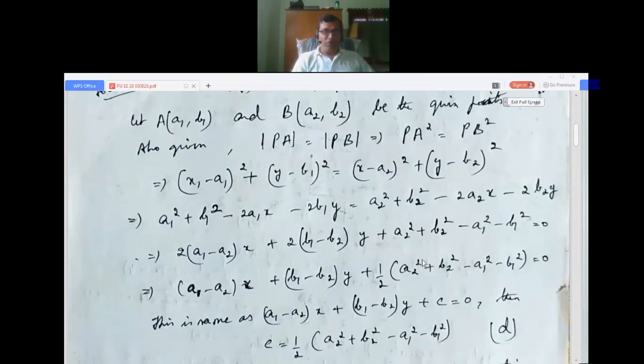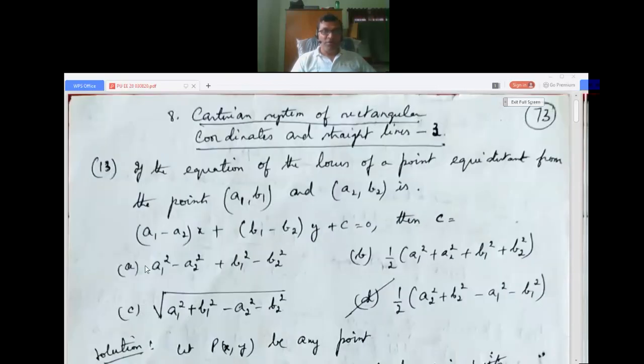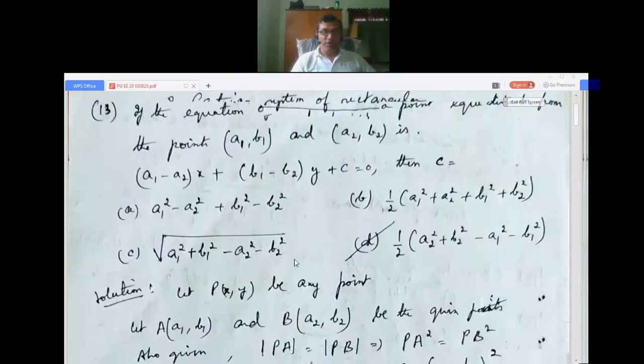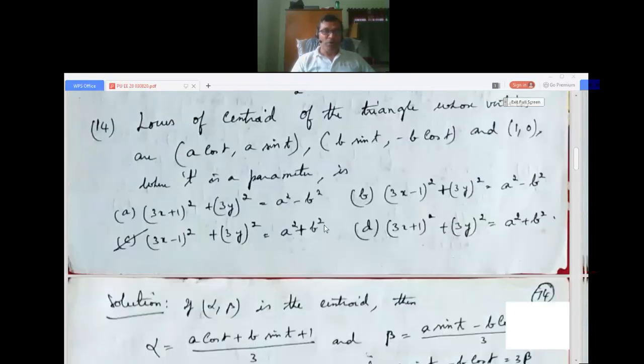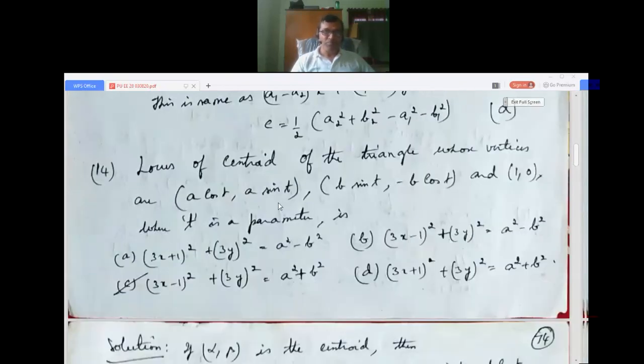Now after this I have divided by 2 because our equation in the problem is of that type. See, a1 minus a2 is not there here, so I divide by 2. The remaining part, the constant part, I take as c. So comparing with the given, we get c equals half into a2 squared plus b2 squared minus a1 squared minus b1 squared, that is option D. I hope you have followed it. Okay, thorough with that. Now we go to the next question.